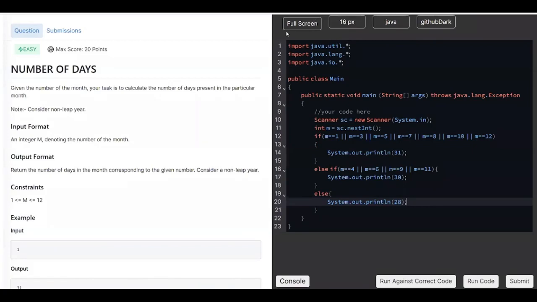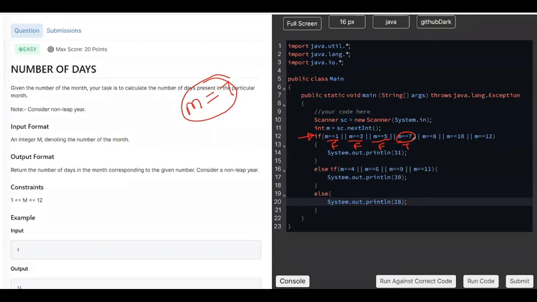Let's say m is equal to 7. The month number is 7. So the value of m is 7. I come to this if condition and start evaluating. Is 7 equal to 1? No, this is false. Is 7 equal to 3? No, it's false. Is 7 equal to 5? No, it's false. Is 7 equal to 7? Yes, this condition will evaluate to be true.